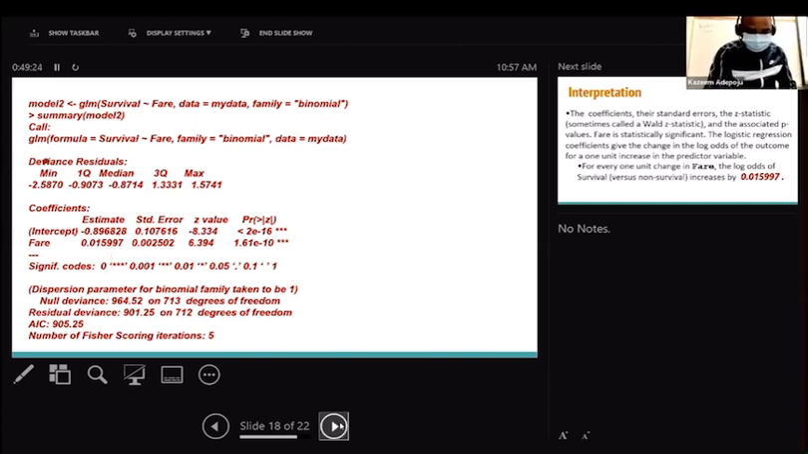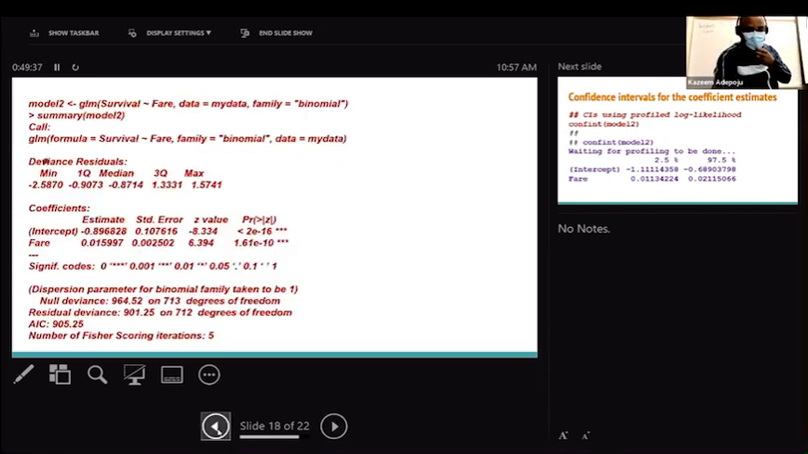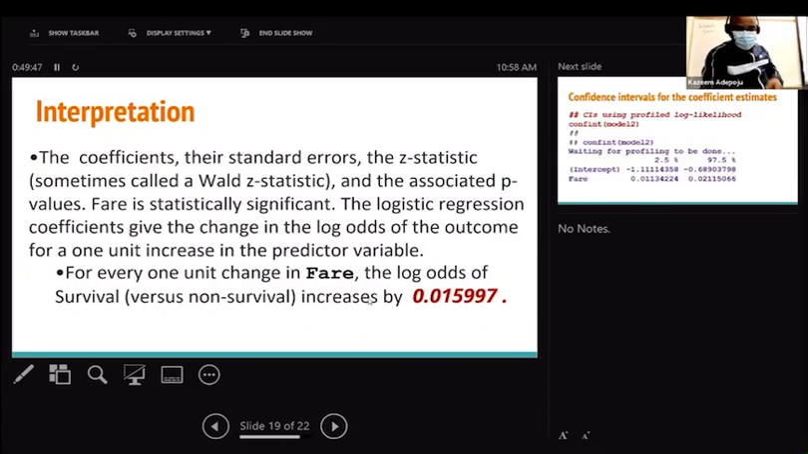Now, how are we going to interpret them? The coefficient, the standard error and the z statistics are called the Wald z statistics, and the associated p-value. So fare is statistically significant. How do I know that? Because the p-value is less than the level of significance, at 0.05. Then, the logistic regression gives the change in the log odds.